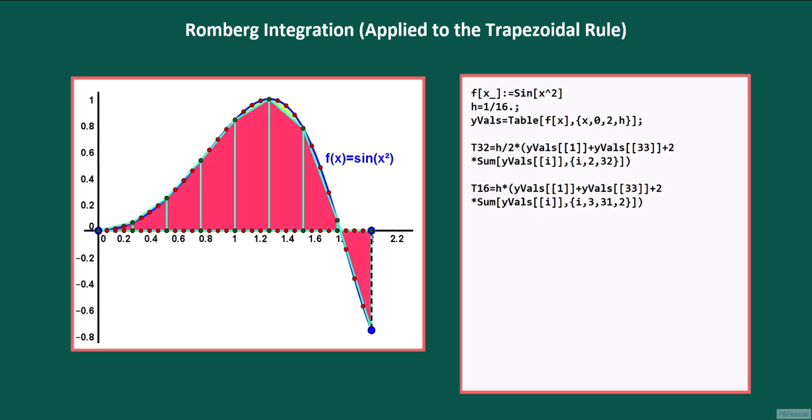T sub 8 doubles the step size of T sub 16 and quadruples the step size of T sub 32. So the step size for T sub 8 is 4h. 4h divided by 2 is 2h. So T8 is 2h times the quantity with again y vals 1 plus y vals 33. Then we have 2 times the sum of y vals double bracket I.